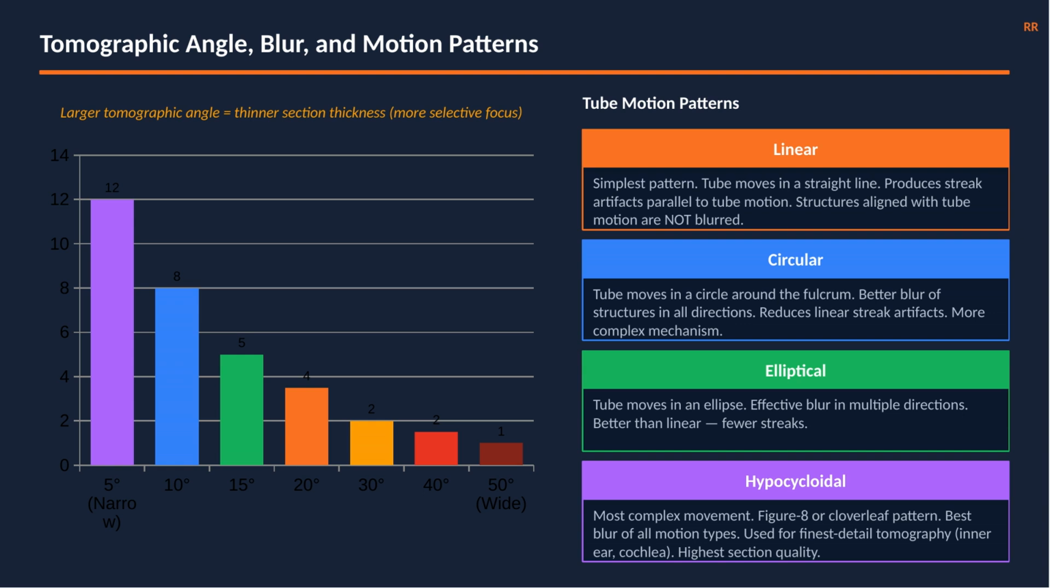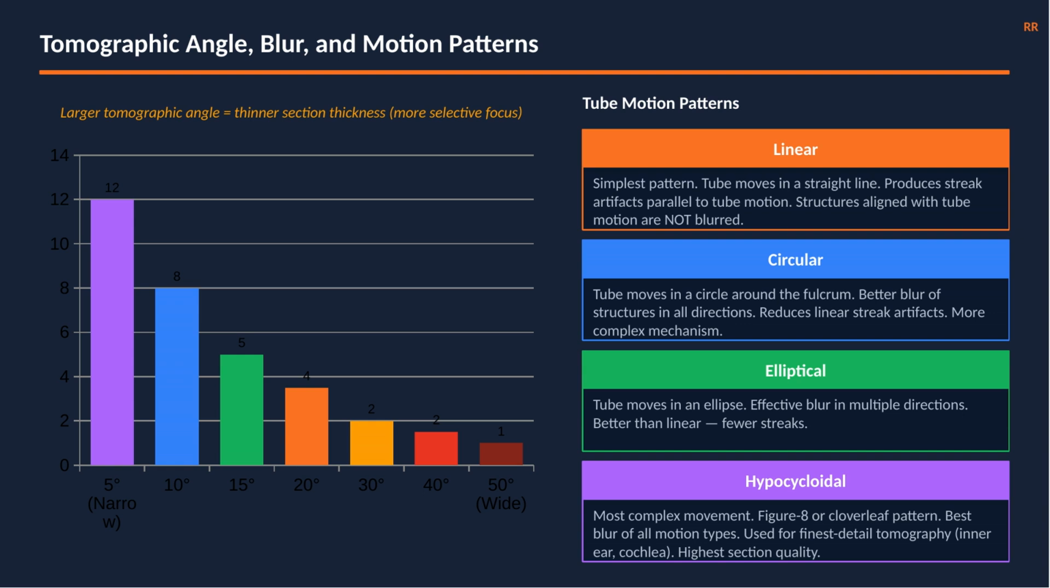For tube motion patterns, in order from simplest to most complex. Linear, tube moves in a straight line. Simplest mechanism, produces streak artifacts parallel to the direction of tube motion. Structures aligned with the motion path are not effectively blurred.